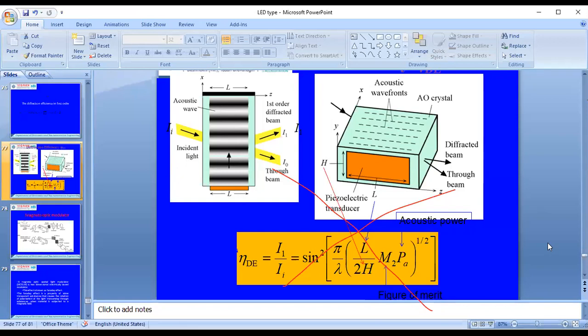Okay. So based on that, we have to analyze the acousto-optic modulator as well as the electro-optic modulator and magneto-optic modulator, right? So this acousto-optic modulator will give the acoustic waves based on the diffraction efficiency. That diffraction efficiency eta_DE is equal to I1 by I, which is equal to sine square pi by lambda into L by H M into PA. Acoustic wave power, figure of merit and length of the crystal.